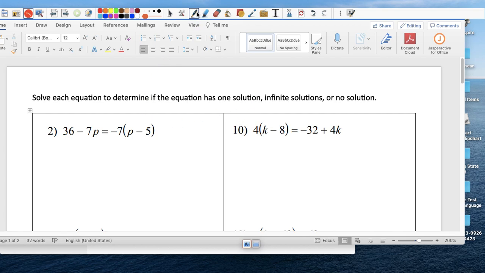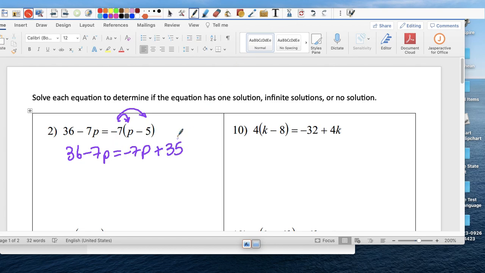So, first one, 36 minus 7p on one side. On the other side is negative 7 times p minus 5. So let's take care of this distributive property right here. I get 36 minus 7p. On the other side, I'm going to get negative 7p plus 35. Negative times a negative is plus 35.